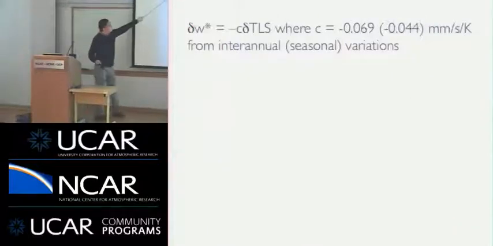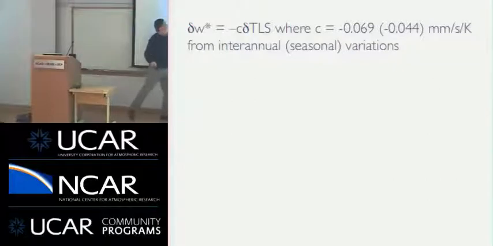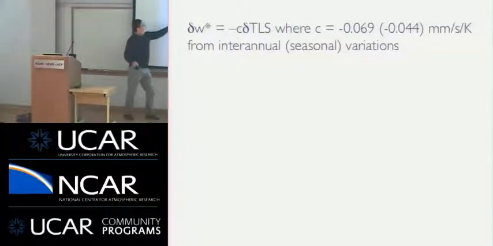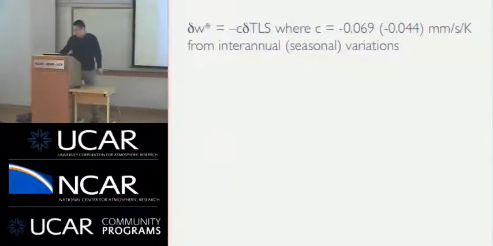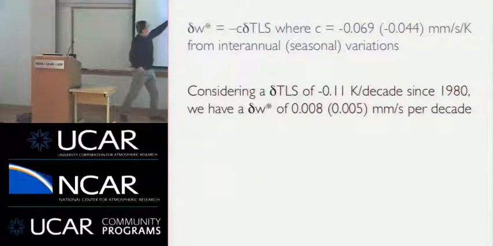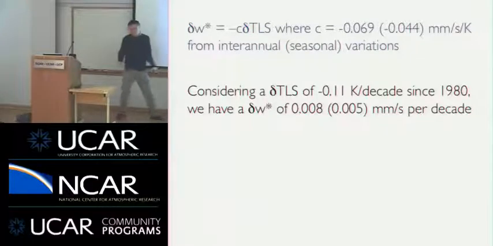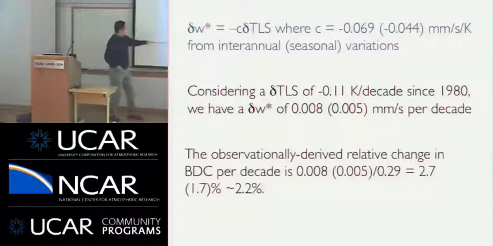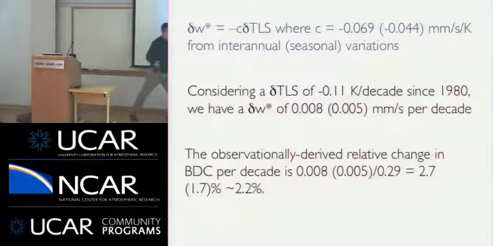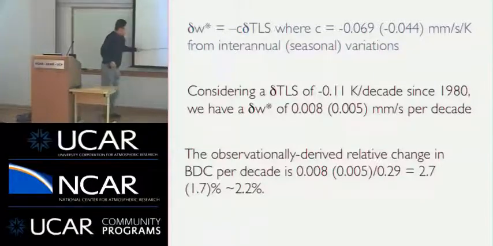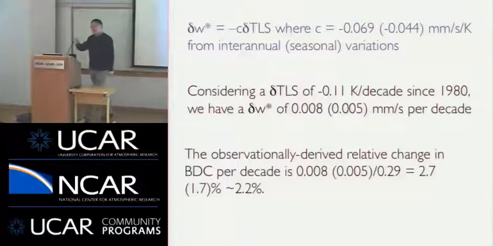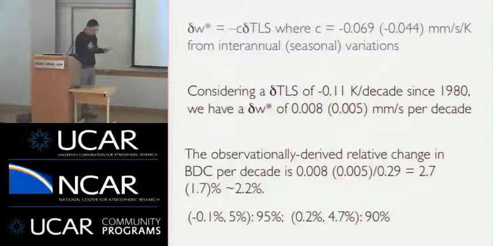And here is what I want to estimate. Using the two coefficients and the dynamic component I derived, I want to derive the Brewer-Dobson circulation associated delta W star change. When we put this into this equation using the two coefficients, we get these two values. Then we divide by the mean value, the vertical velocity at 70 hectopascal, and we get either 2.7 or 1.7%. The mean is about 2.2%. It's very much in agreement with what you guys found, 2% or so.